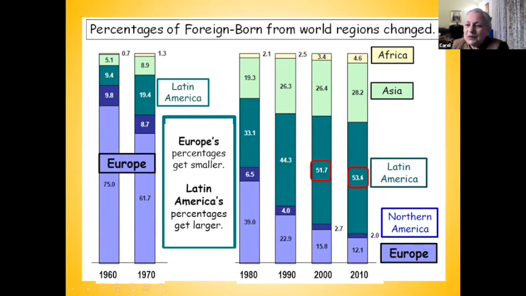This ocean blue is Latin America, which includes Mexico and Central America, Spanish-speaking foreign-born. By the years 2000 and 2010, more than half of all of the foreign-born who are coming into the United States are from Latin America. What they call Northern North America, which would be from Canada, is very, very small. Europe is very small.